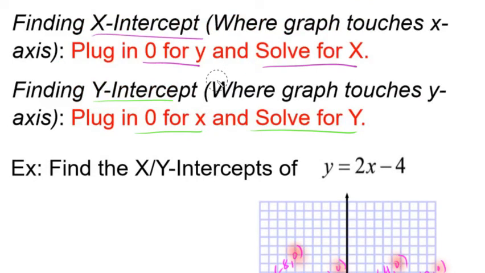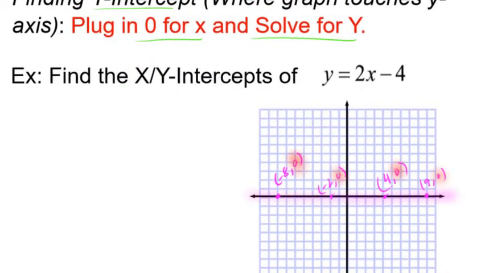And the reverse is true for y-intercepts. All of these y-intercepts here, anywhere it's crossing the y-axis, any of the ordered pairs that touch the y-axis have zeros for their x pieces of their coordinate. So to find y-intercepts, plug in 0 for x, figure out what you get for y, and that is your y-intercept.